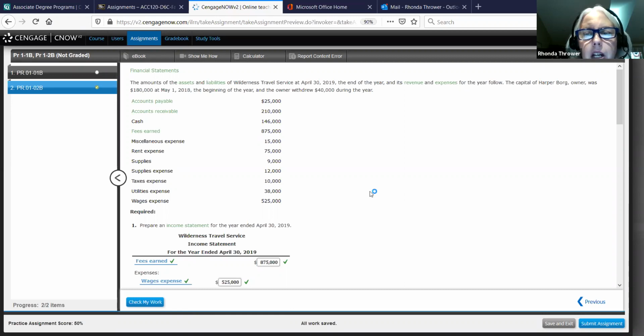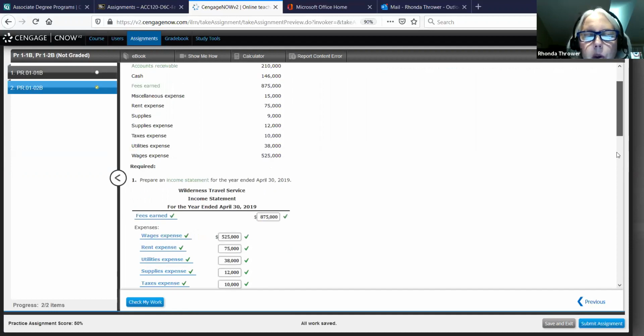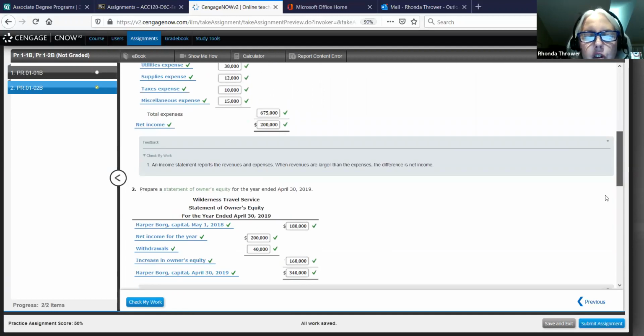So why not learn it all in the beginning, and then that way you won't have to go back and try to relearn something. Learn how to analyze transactions through the accounting equation. Learn what your elements of the accounting equation are. Be able to give examples of the elements of the accounting equation. Be able to prepare your financial statements, the income statement, the statement of owner's equity, and the balance sheet.